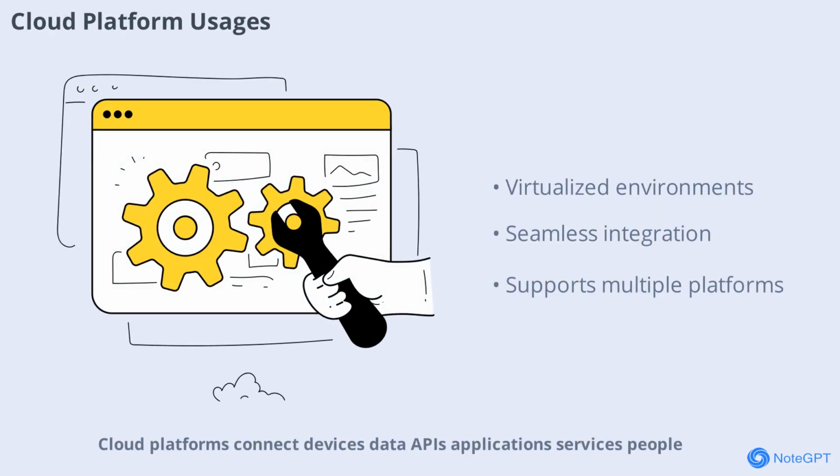Cloud platforms connect devices, data, APIs, applications, services, people, and businesses. They offer a virtualized environment, which appears as a single running environment to all applications and services, even though multiple physical environments may exist. This abstraction allows for seamless integration, scalability, and flexibility, making it easier for organizations to deploy and manage complex IoT solutions.